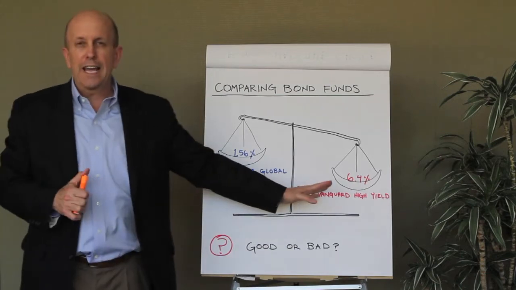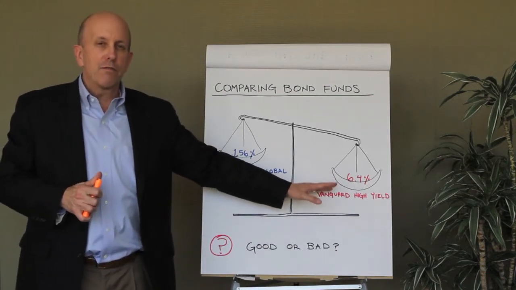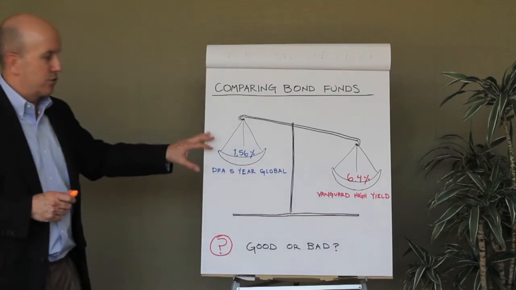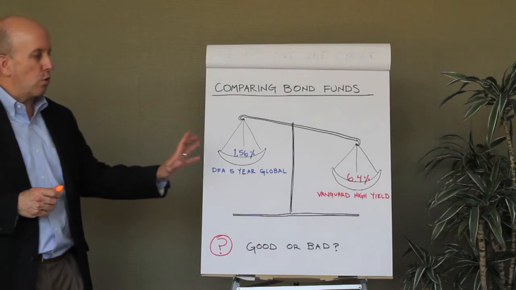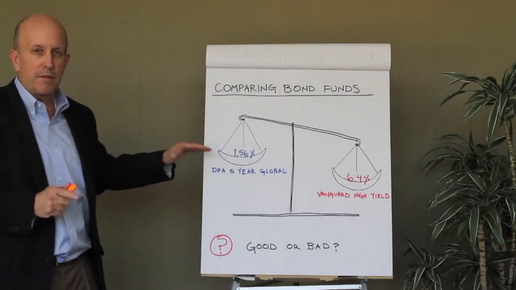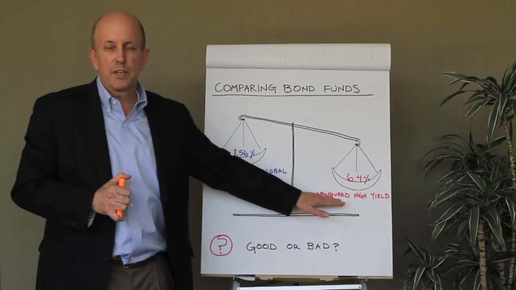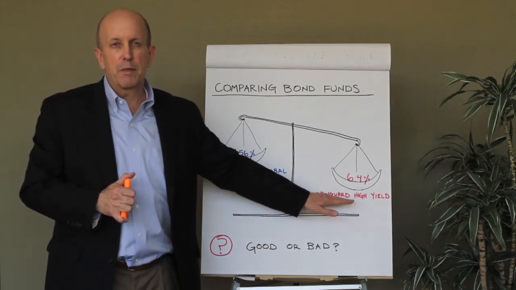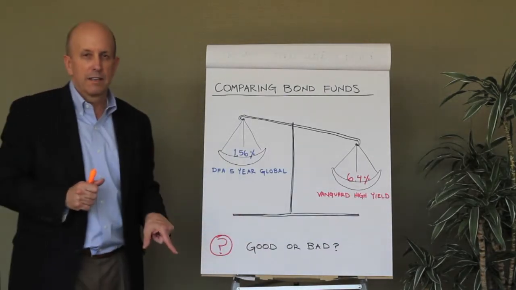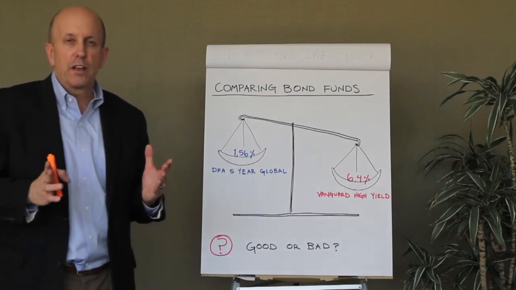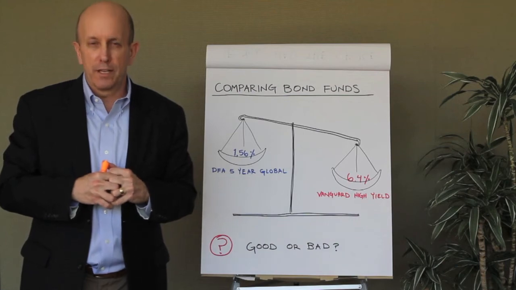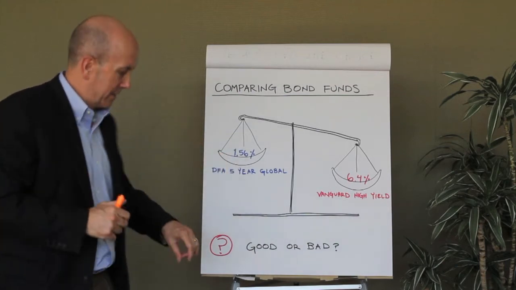Well, with the Vanguard High Yield Fund, the average rating is in the BB area. The average rating here is AA+. So quality is a big difference. This, as I explained, has about a 2 to 3 year average maturity. This has an average maturity of about 10 years, with some of the bonds over 20 years. Now, is this good or bad? It all depends on what you've decided the purpose of bonds in your portfolio is. Where do you want to take your risk?